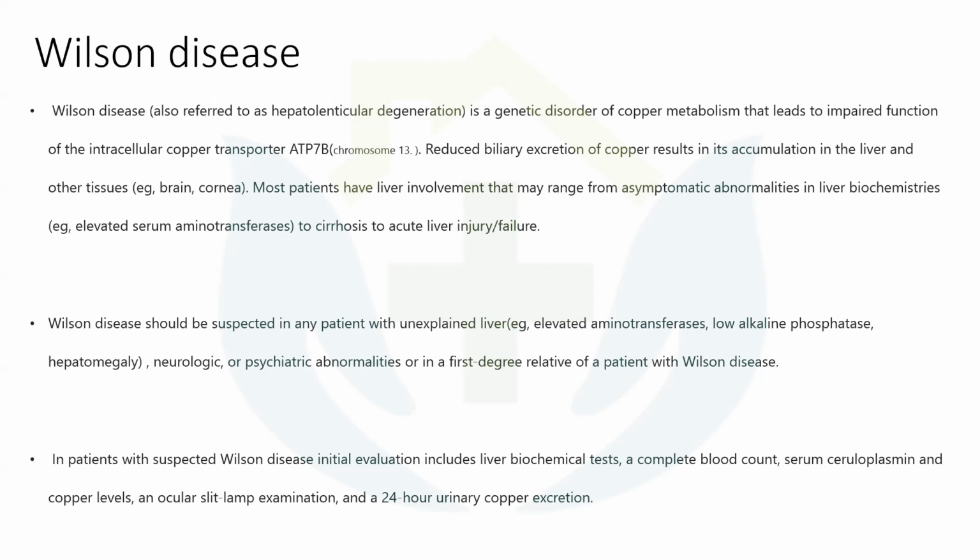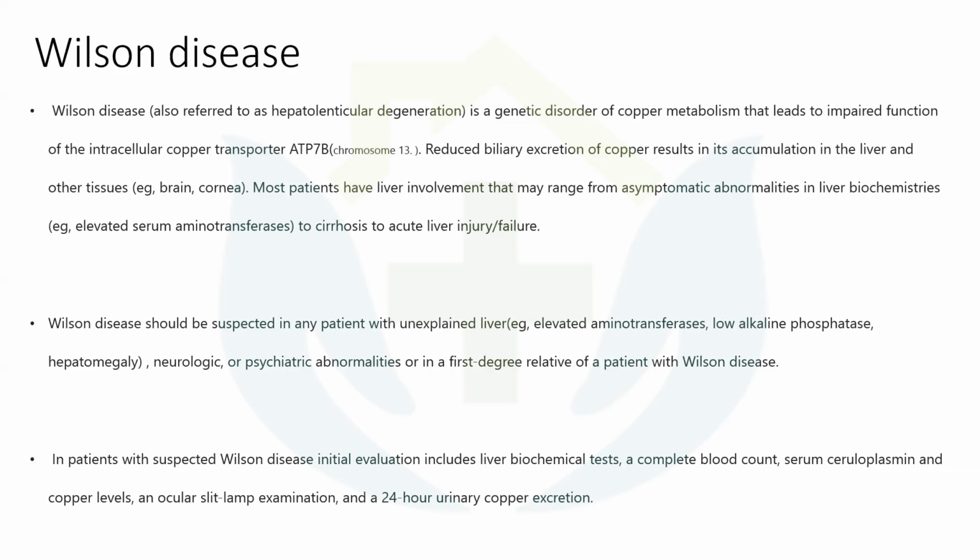So now we will discuss the copper metabolism problems. Copper deposition in the body, excessive copper deposition in the body, that is Wilson disease. Wilson disease is also called hepatolenticular degeneration. Sometimes they will not give Wilson, they will give hepatolenticular degeneration as the option, so we need to know that it is also called that. It's basically a genetic disorder of copper metabolism.